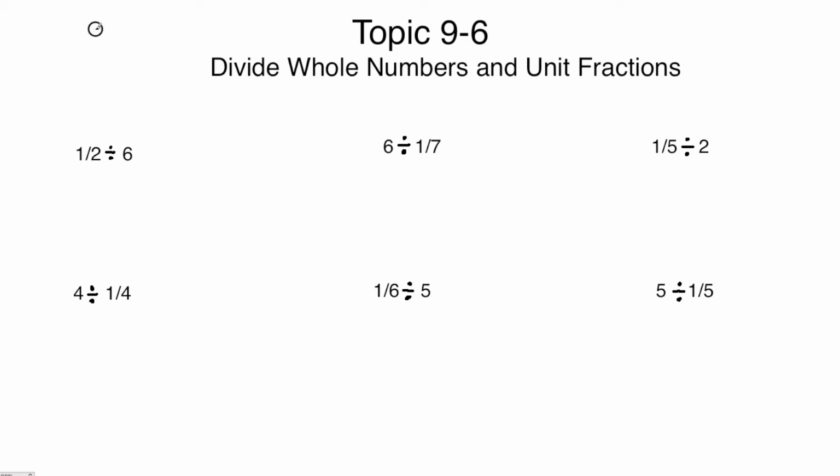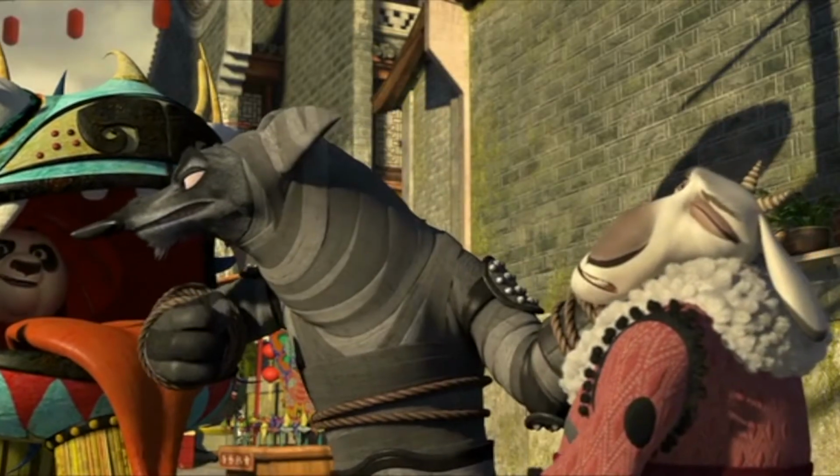All right, so we have 1/2. Well, let's do the golden rule right here. Leave the first fraction alone. Change division to multiplication and multiply the second one by its reciprocal. Now multiply straight across. What's 1 times 1? 1. What's 2 times 6? 12. 1/12. Is that what you got? Great job.